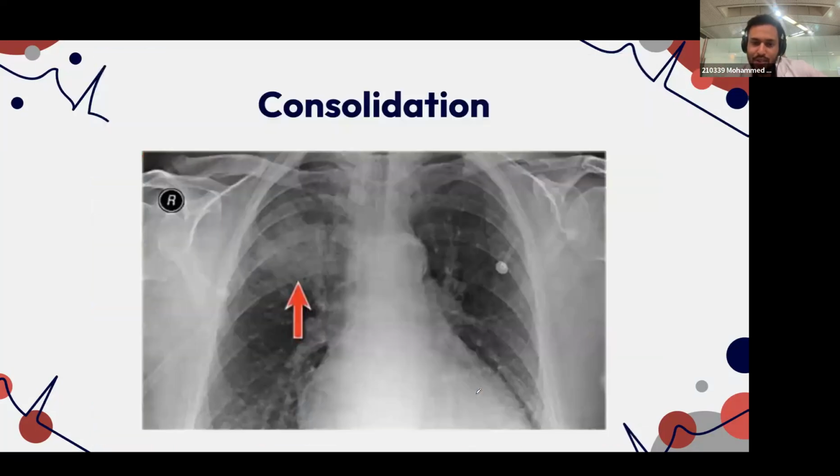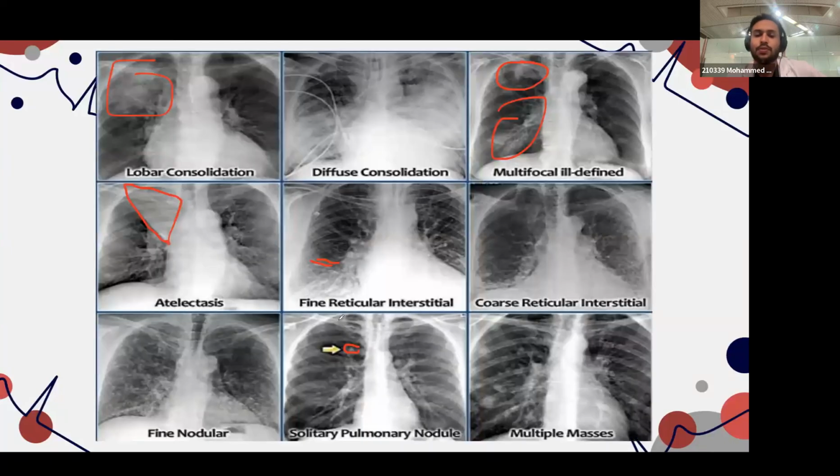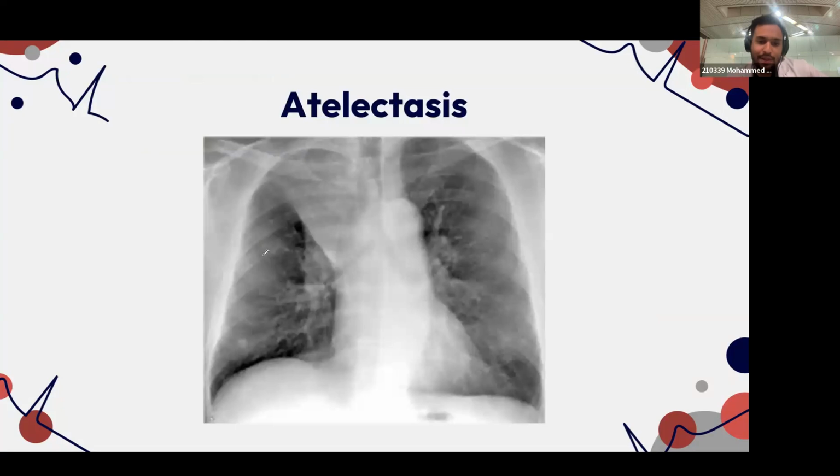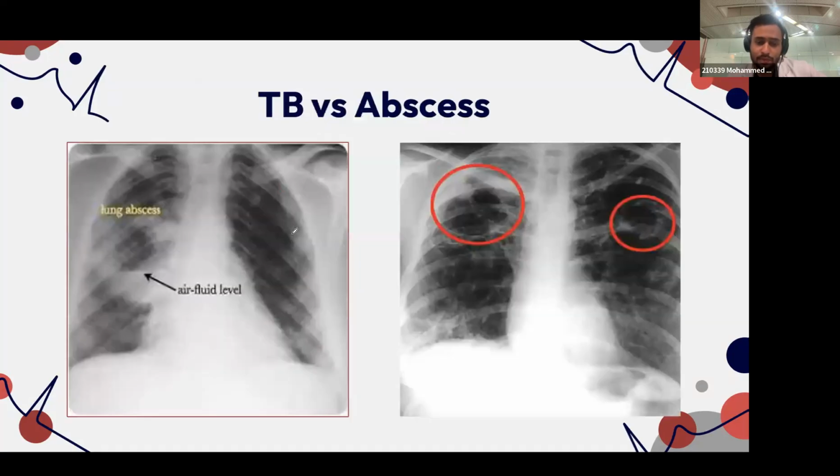So now this is a more detailed look at it. This is consolidation pneumonia, I think. This is lobar pneumonia since it's one area, so this is focal consolidation. If it's more diffuse, think diffuse. If it's multifocal, it's multiple areas. However, it's not diffuse, it's not all over the lungs. Atelectasis, you'll have a clear line of demarcation that's differentiating between the collapsed lung and the normal lung. Now, TB versus abscess. Abscess. What is an abscess?